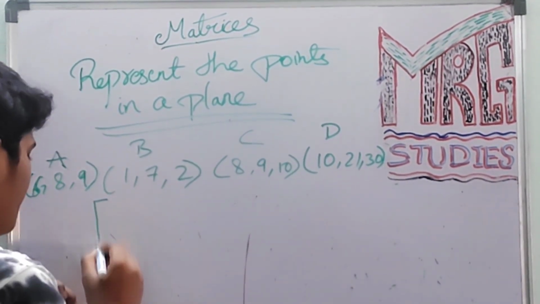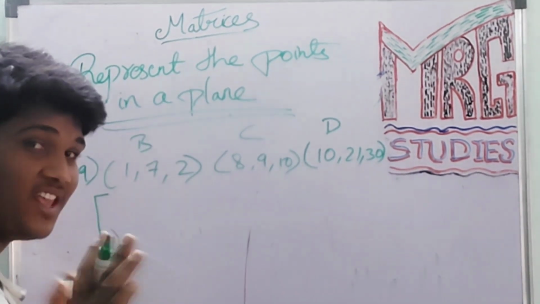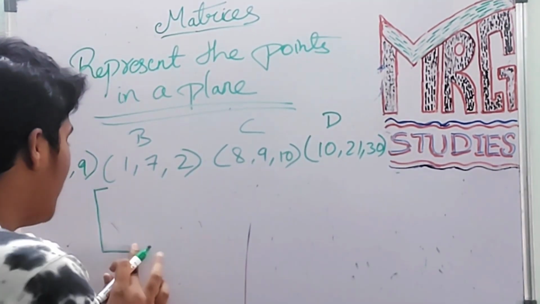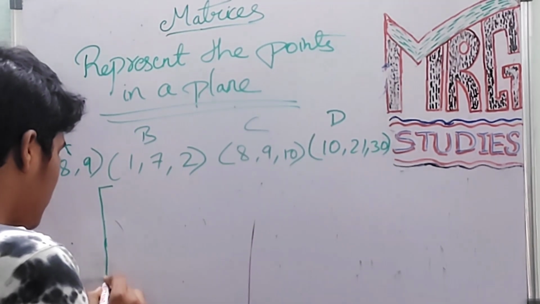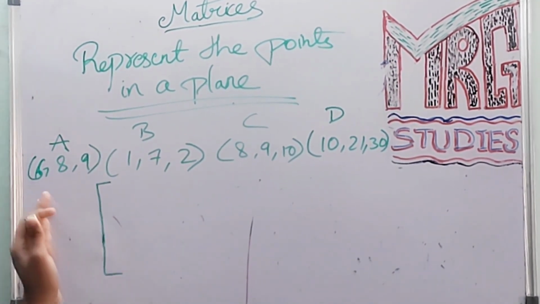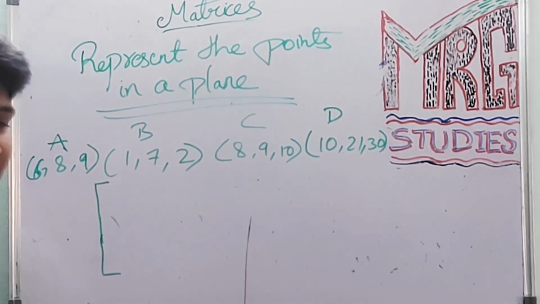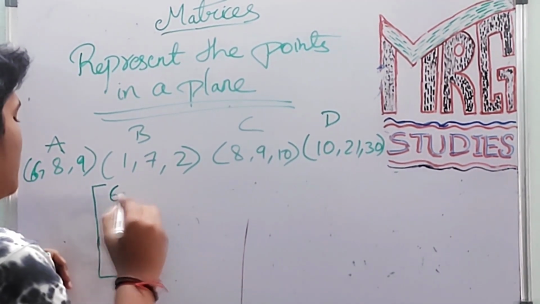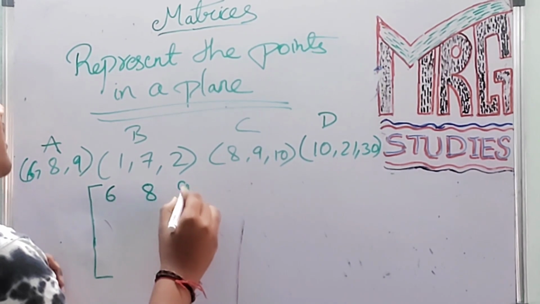First, we should take a bracket-like thing. I have told you earlier, right? Now first A. So in here what we have? 6, 8, 9 points, right? So first write that: 6, 8, 9.